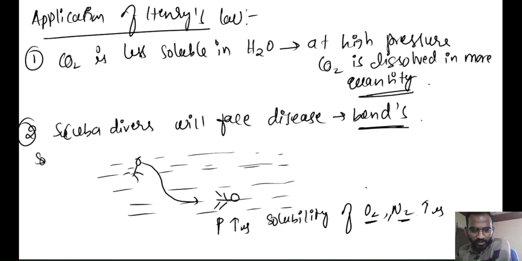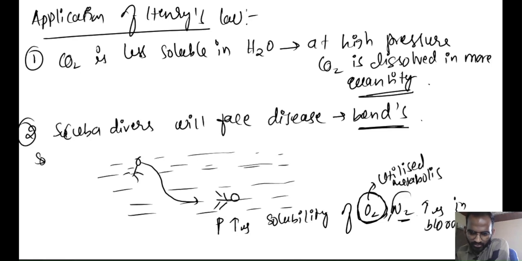But one point here is that as the pressure increases, the solubility of O2 and N2 gas in blood increases. This O2 which is dissolved in blood is utilized, because it is used for metabolism. But N2 is not utilized by the human body. So this N2 will dissolve more in blood.